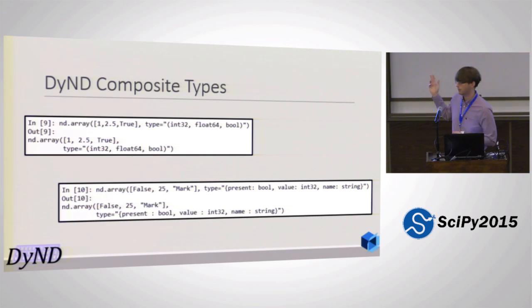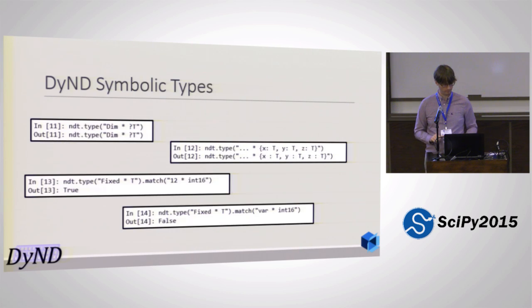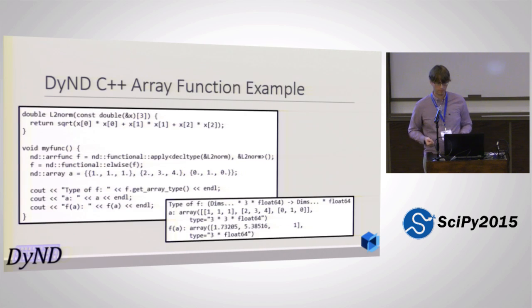This is showing how a tuple type or a struct type looks. If you've seen some of the Blaze talks, we're basically using the same language, except in DyND, we're defining it all the way down to the bit level. And finally, especially for type signatures, you need symbolic types, because you want to match whole classes of input types, pattern match that, and construct the output type based on that. So these are some of the primitives you can use for that.